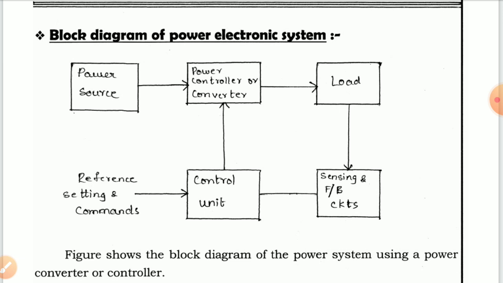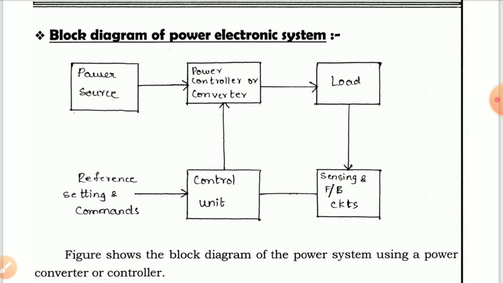Power source: what exactly is the power source? It may be AC power or DC power, the supply which comes from the KEB or power generating station or from the batteries. That is the power source. Then comes the power controller or converter. What exactly does it do? It consists of a power electronic converter which converts one form of energy to another form.